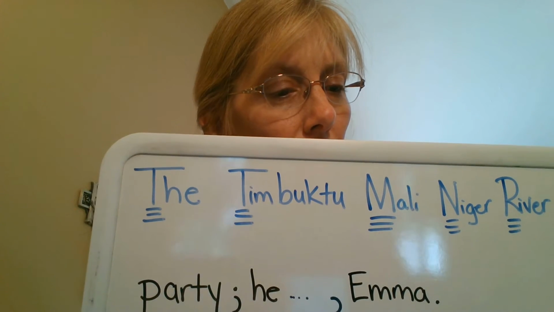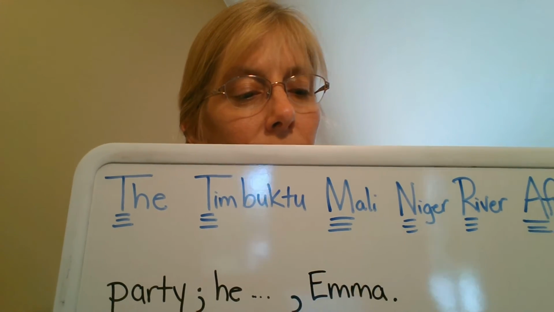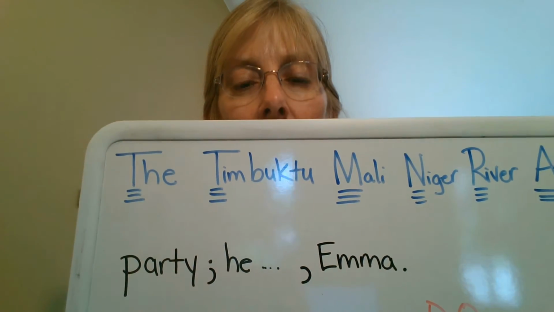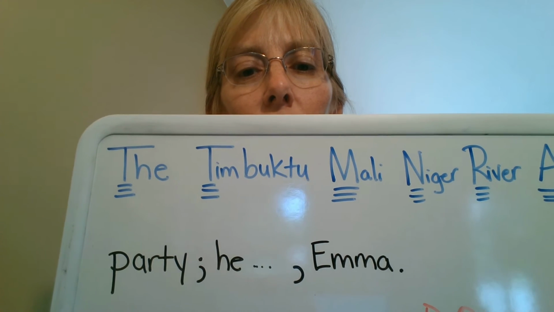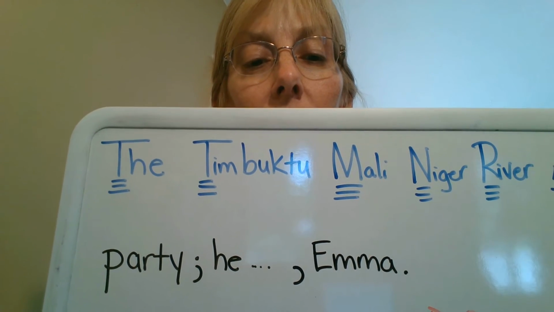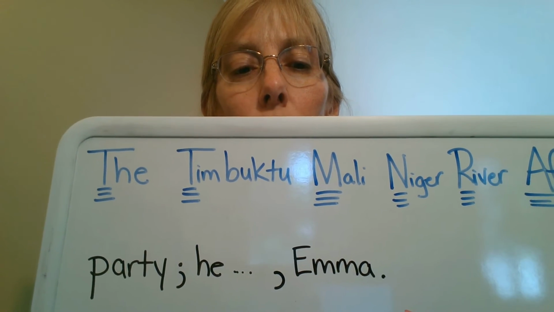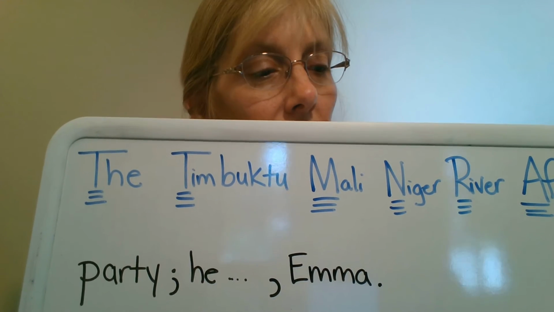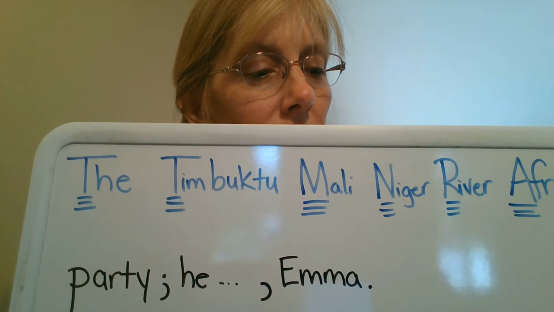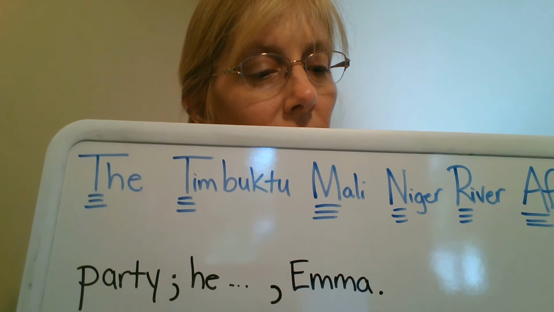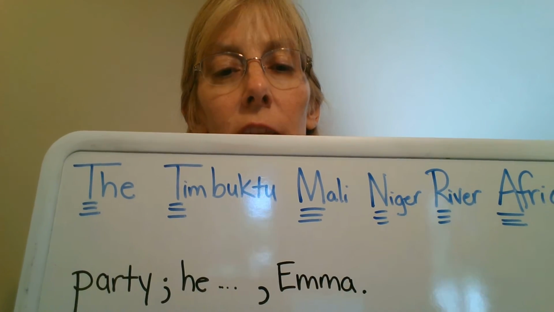That's the end of one thought. He will be wrapping gifts for charity, Emma. And because you're speaking directly to Emma, you would put a comma before Emma, and then, of course, the period at the end. Marco won't be attending the party, semicolon. He will be wrapping gifts for charity, comma, Emma, period. Very good. Okay, next section.